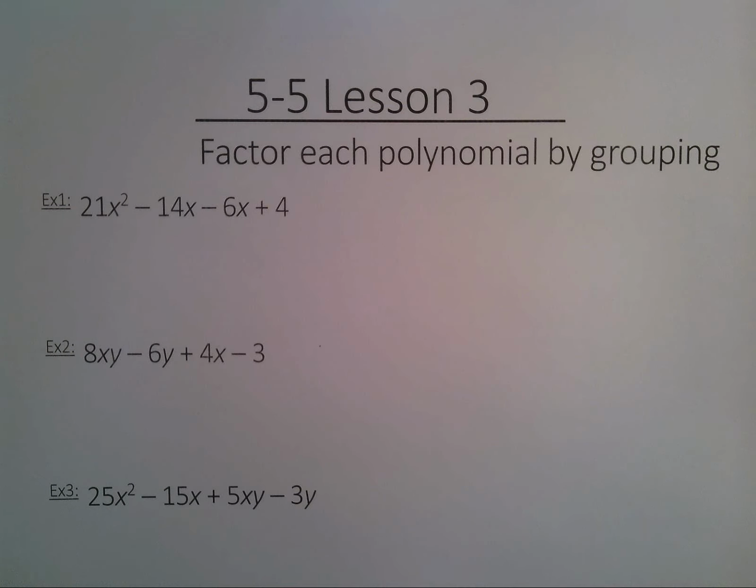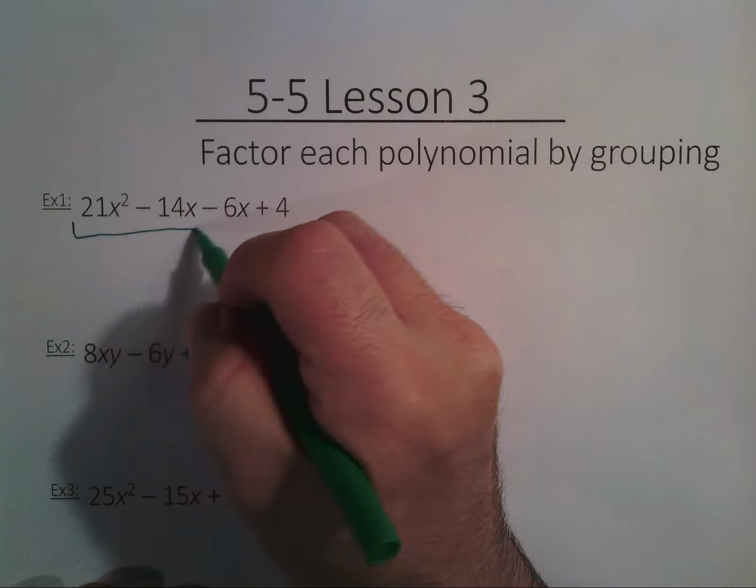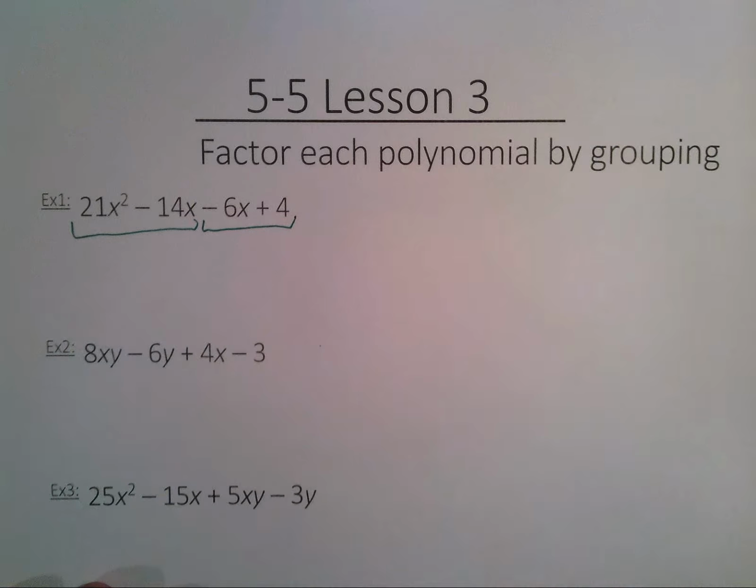Alright, this is 5.5, lesson 3, factoring each polynomial by grouping. Factoring by grouping is really one of the fastest ways to do things, but it's often misdone. This is also about half of what we do for the next lesson when we start factoring binomials when the a doesn't equal 1. Anyway, when you factor a polynomial by grouping, you're going to have 4 terms and you're going to break it into 2 groups of 2. That's why they call it factoring by grouping.